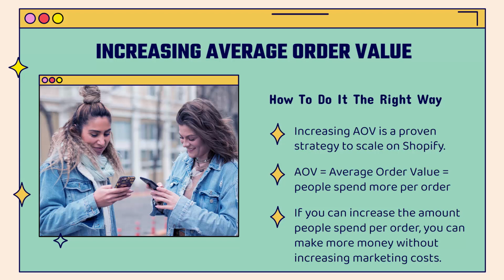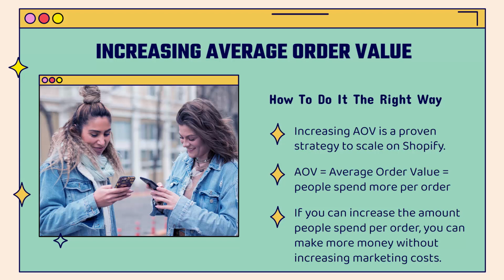And if you don't know what average order value is, often described as AOV, it's basically just people spending more per order, right? What is the average amount that someone spends per order? And increasing your average order value is a proven strategy to scale on Shopify. Basically, you're not going to have any additional costs. You're not going to need to spend more on ads, or on marketing or email or anything like that. You're just going to get people to spend more whenever they make a purchase.